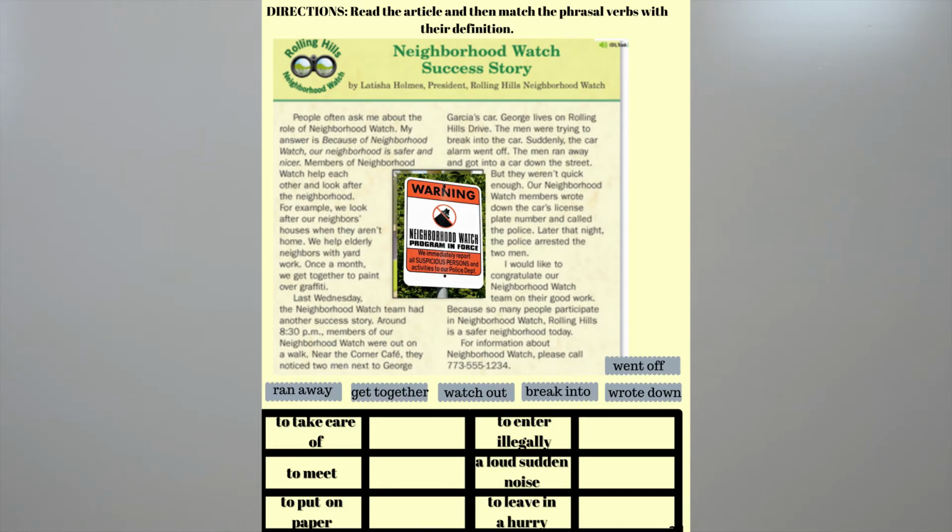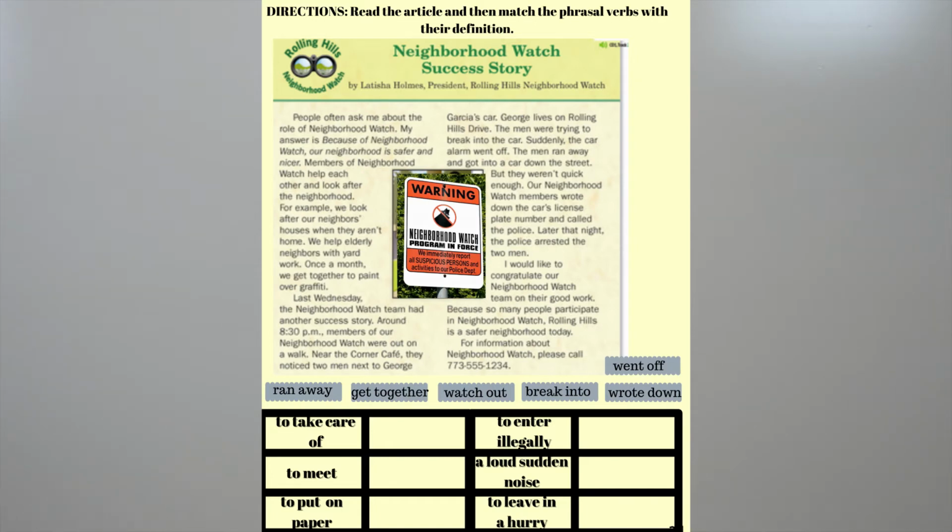Last Wednesday, the Neighborhood Watch team had another success story. Around 8:30 p.m., members of our Neighborhood Watch were out on a walk. Near the corner cafe, they noticed two men next to George Garcia's car. George lives on Rolling Hills Drive. The men were trying to break into the car. Suddenly, the car alarm went off.